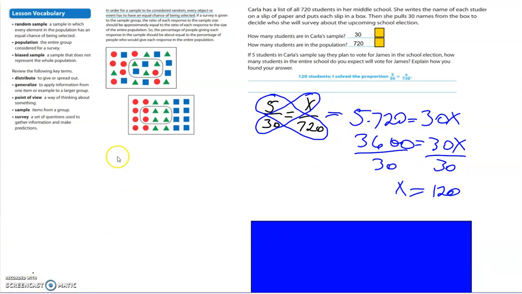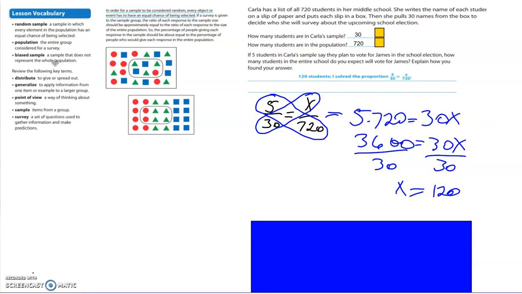Okay, some of the important stuff to remember from this lesson has to do with how to pick what a random sample is. You need to make sure that it's not biased when you pick your samples. You can't pick and choose the people. Everybody has to have the equal opportunity to participate in the survey.